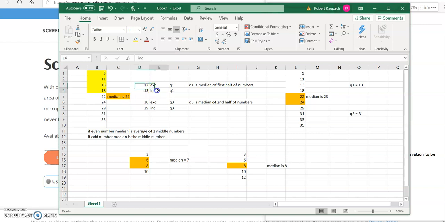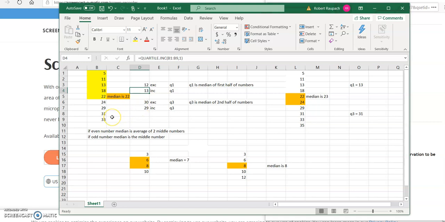Now, for inclusive, let's go ahead and highlight all these. I'm going to do the median of these five numbers. Why? Because I am including this median that is 22. So now I have five numbers, and all I do is take the number that is right in the middle. The number right in the middle is 13. So that Q1 will be 13.